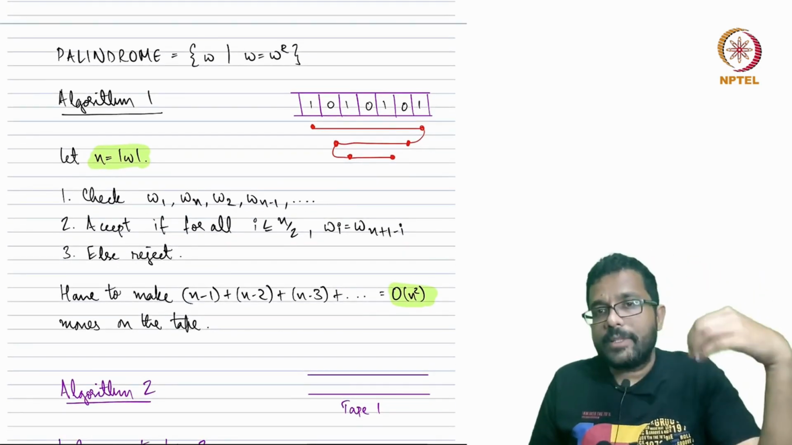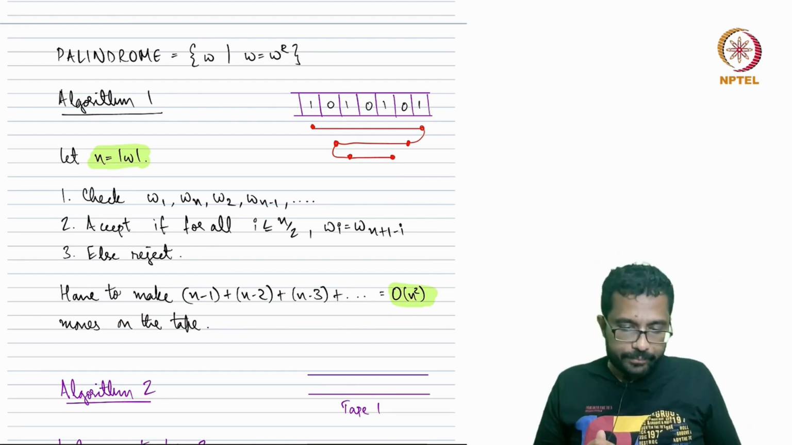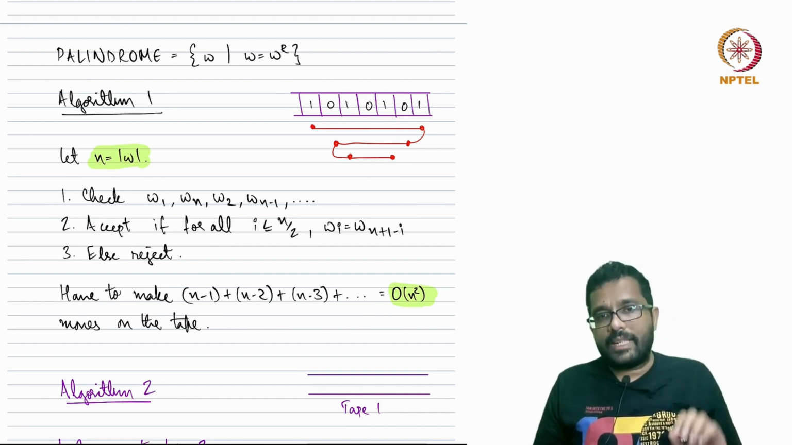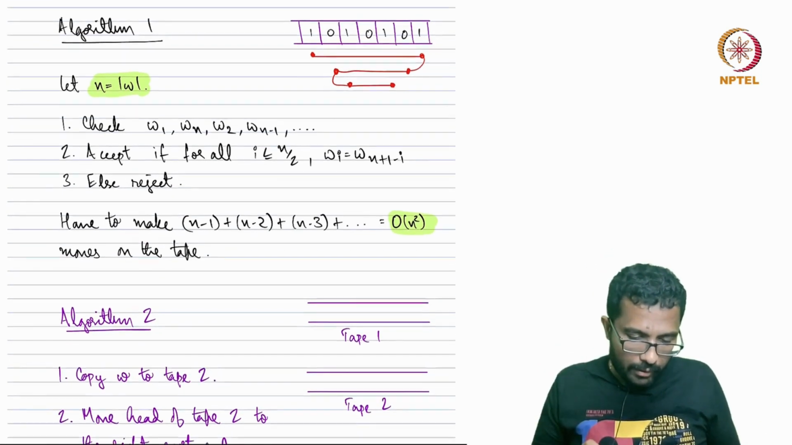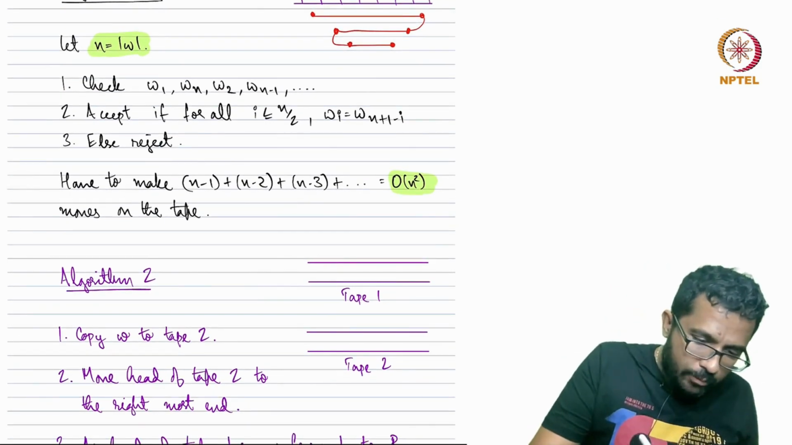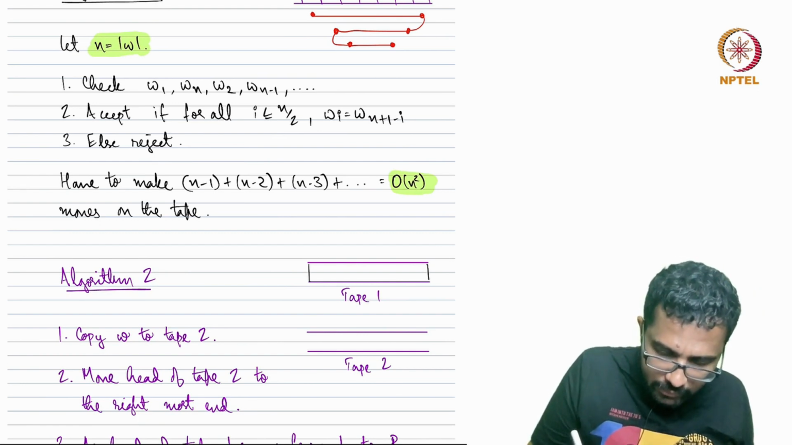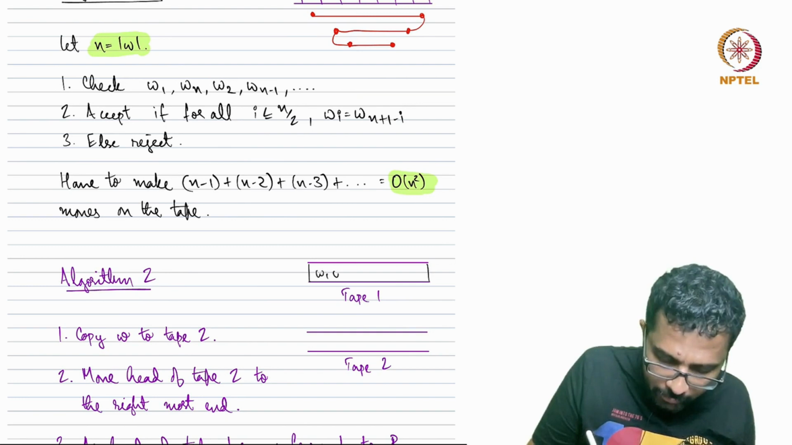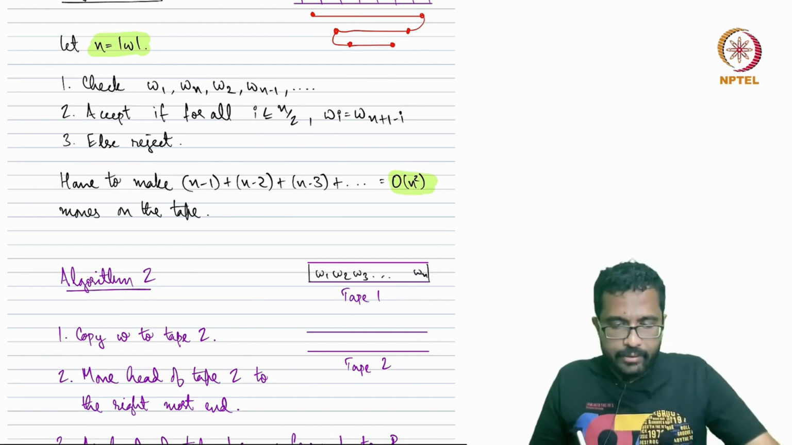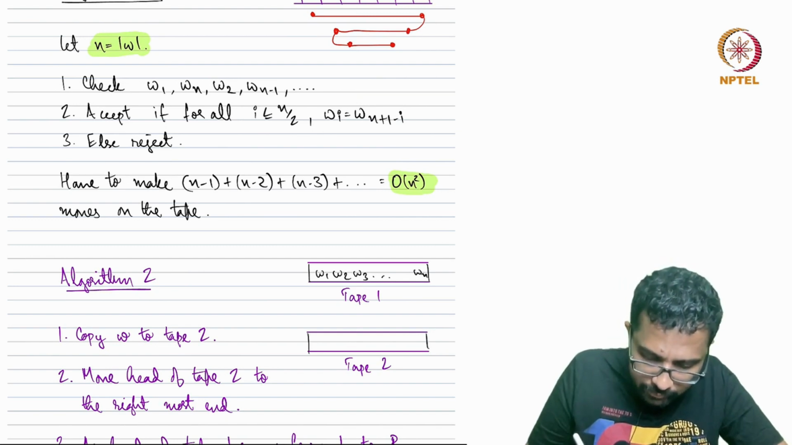This is how we are going to approach things, because we are going to closely measure how much time it takes. Now let's look at another algorithm, but we'll assume that we have two tapes. Let's say W1, W2, W3, up to Wn is there on tape 1. What we do is we copy this to tape 2.